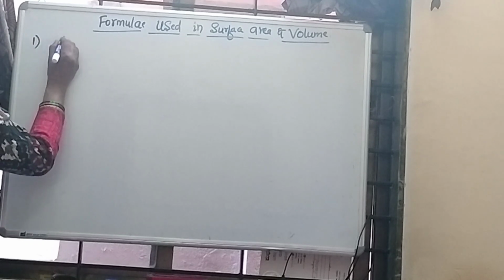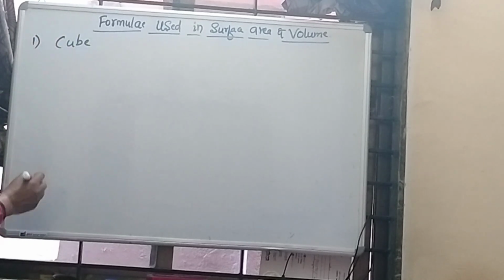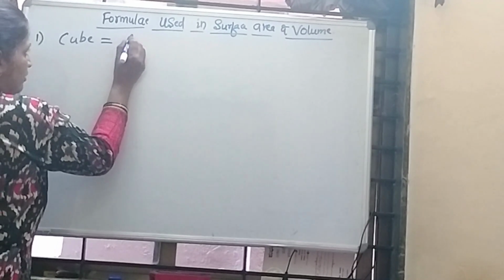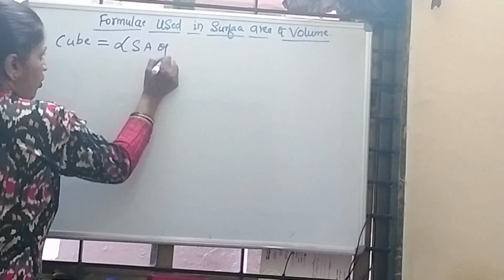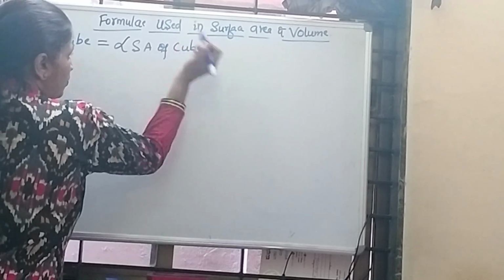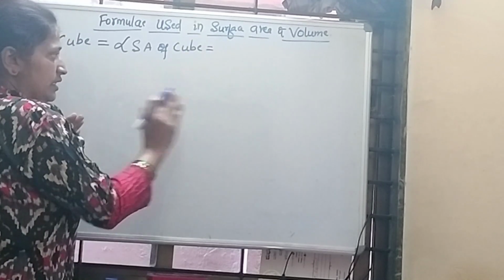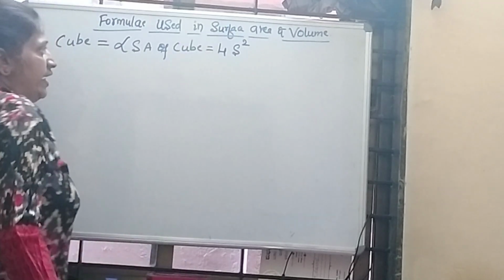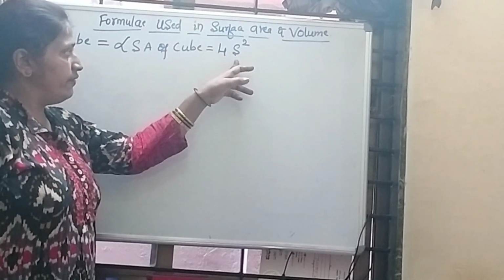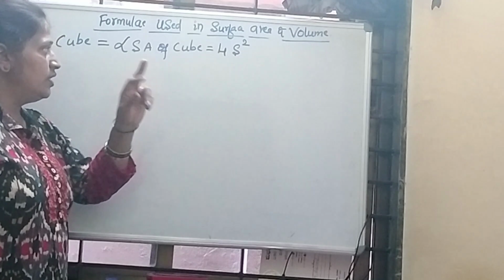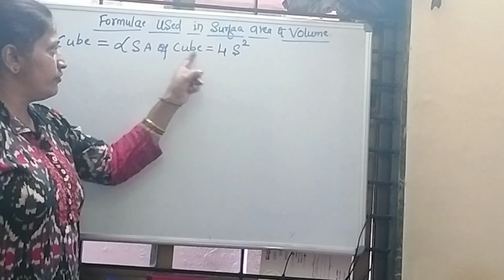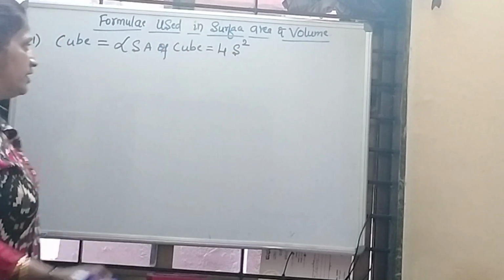You know that the cube has 6 faces, in which all the faces are squares. So shortly I am going to tell you. Here we will have the lateral surface area, LSA of cube, is equal to 4 into side square. Why side square? Side into side gives the area of one square. If we take the lateral surface area, there are 4 faces. So LSA of cube is equal to 4 into side square.